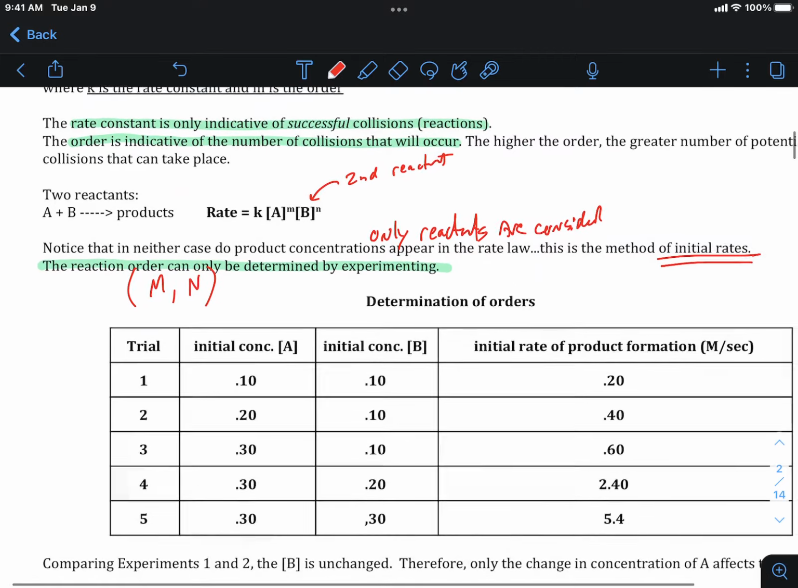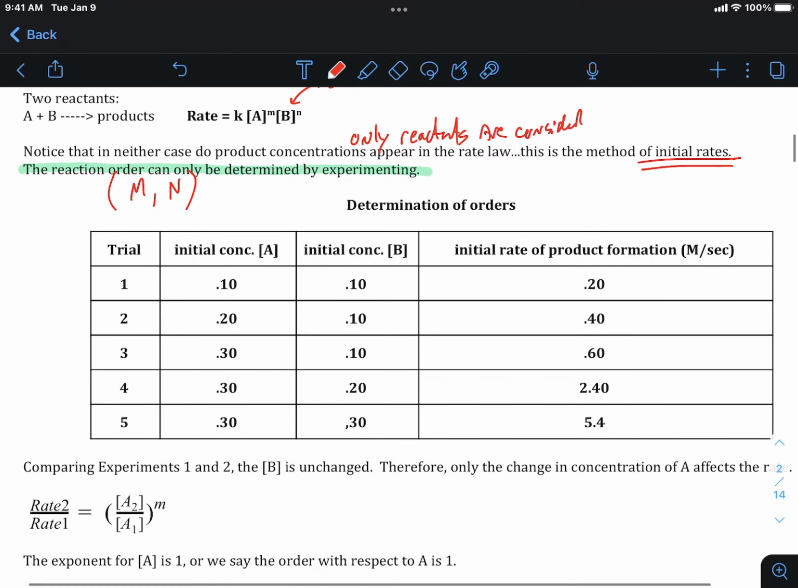So let's go through some mock data here. Let's say I have this reaction, A plus B reacts to form some product, okay? And here's what I know. I run 5 trials, 1, 2, 3, 4, 5. In the first trial, I start with concentrations of 0.1 and 0.1 for both reactants, and my initial rate of product formation is 0.2 moles per liter second. Okay. I carry this out 5 times, and each time I vary the combination of concentrations.